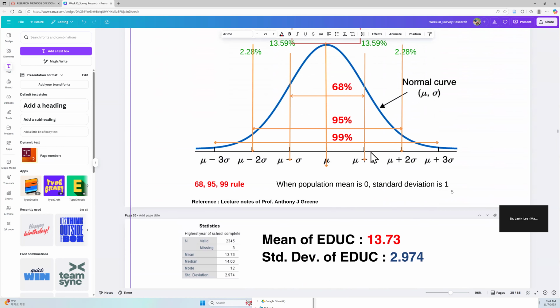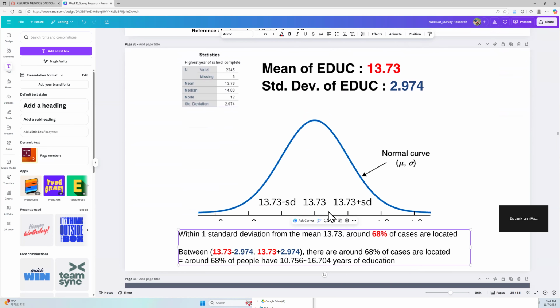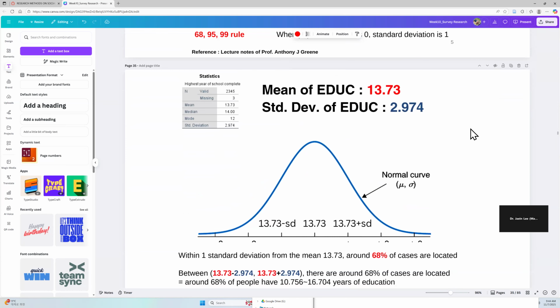So by using that information, you can find the range of the 95% of the people, 99% of the people in this distribution. Okay. All right.